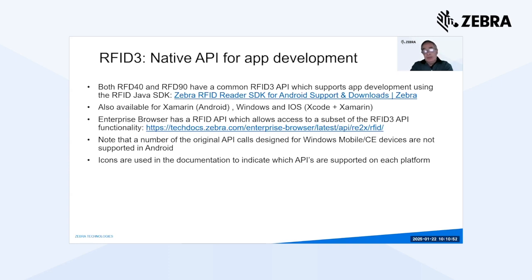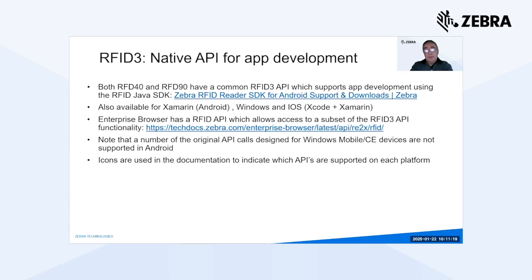If you want to develop native apps, you can use the Android SDK. We also support development in Xamarin or .NET MAUI for Android using a separate SDK. And we also have a Windows and an iOS SDK available for supporting devices running those OS platforms, which would be non-Zebra devices normally.